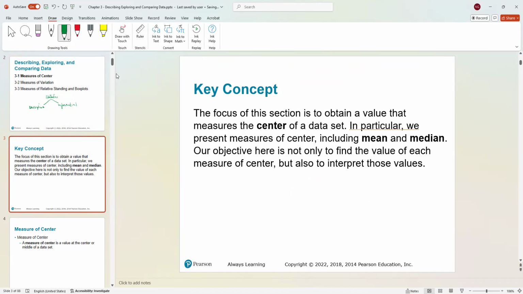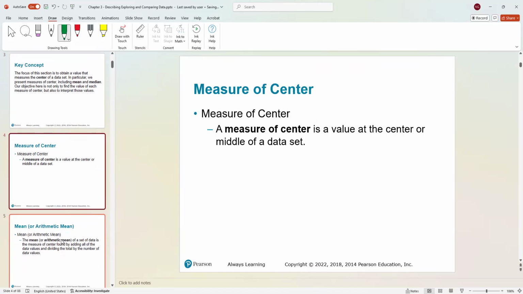The key concept, the focus of this section, is to obtain a value that measures the center of a data set. In particular, we present measures of center, including mean and median. Our objective is not only to find the value of each measure of center, but also to interpret those values. So we'll include core concepts that should be understood.